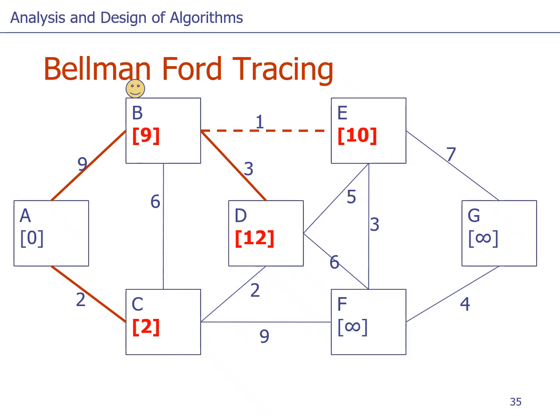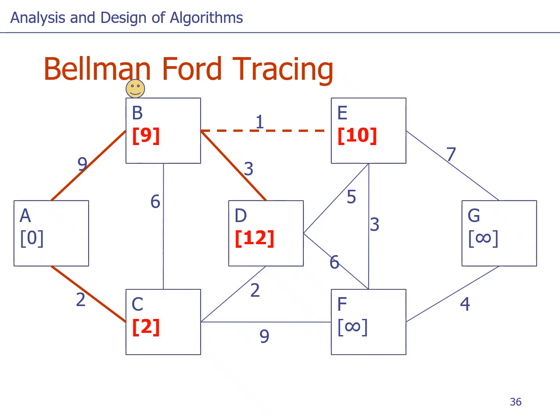Now, I will also do the same thing for E. It's going to be 10, because the edge from B to E is 1, and starting from A, I have traveled to B, then to E, so the cost to reach E from A is going to be 10.